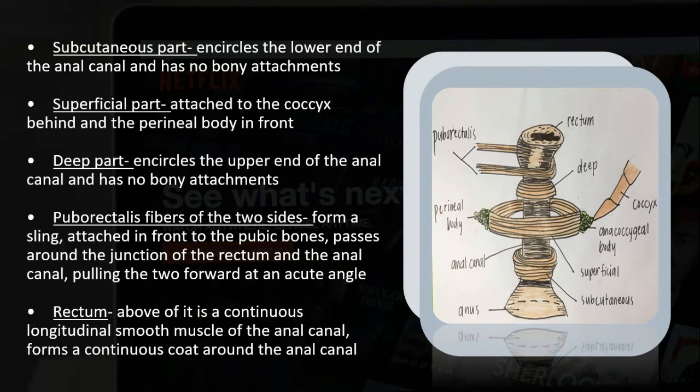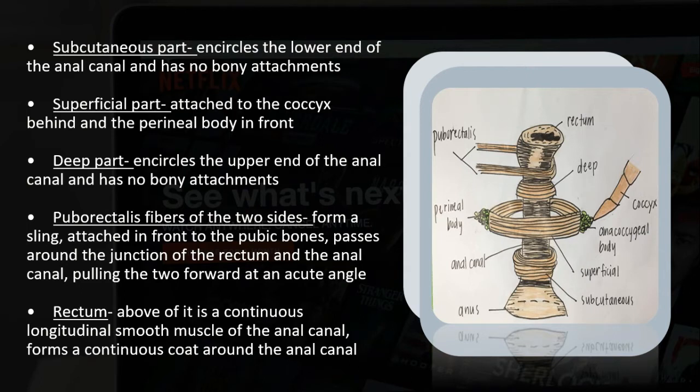For the parts of the external sphincter, first the subcutaneous part encircles the lower end of the anal canal and has no bony attachments. Here, the subcutaneous part. Next is the superficial part, which is attached to the coccyx behind and the perineal body in front. Next is the deep part, which encircles the upper end of the anal canal and has no bony attachments.